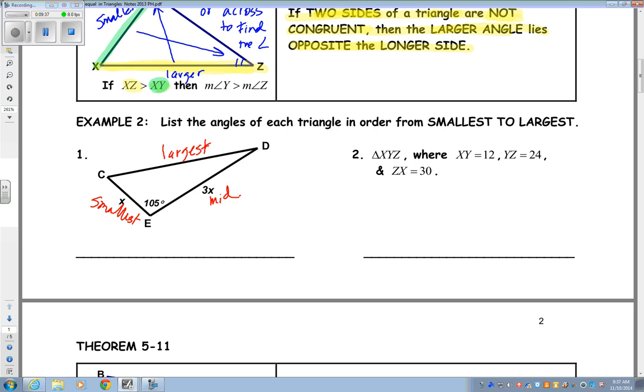So I have to go opposite that side, CE, and what angle would that be? Angle D, right? So we have angle D, that's the smallest. Then what's going to be the middle angle? Angle C. And then our largest angle would be 105, which is angle E. Are we good with that?